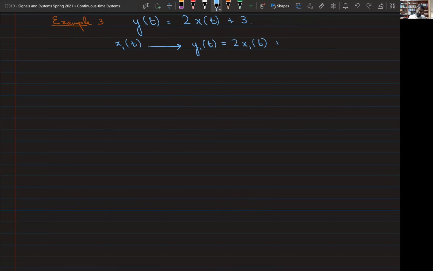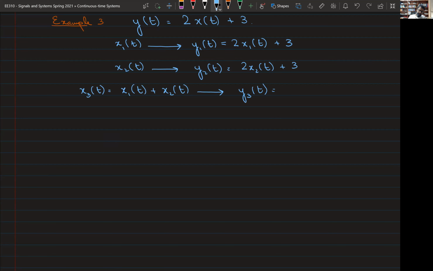So y1 of t is this, and for x2 of t, the output is y2 of t, which is 2 times x2 of t plus 3. Let me take x3 of t as an input, which is simply the sum of x1 and x2. What output do I get? The output y3 of t is just 2 times what the input is, plus 3, and the input is just a sum of x1 and x2.